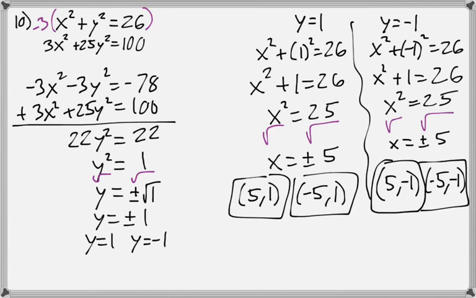So if you check out all four answers in both of the original equations, they work. So we have four different intersection points here, and those will be our answers.